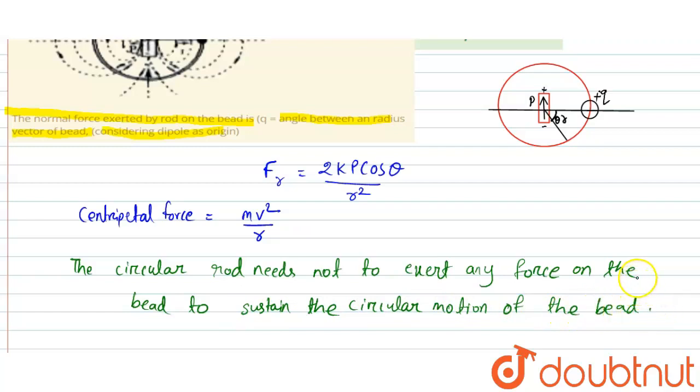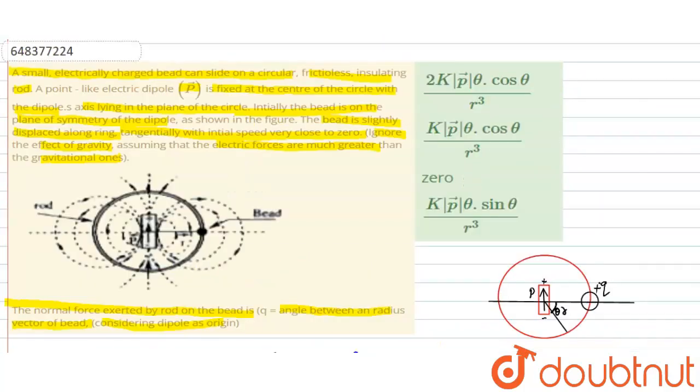So you can say that the force exerted by the rod on the bead will be 0. So you can say that force by the rod on the bead is equal to 0. So from the options, our answer will be option number 3rd, that is 0.